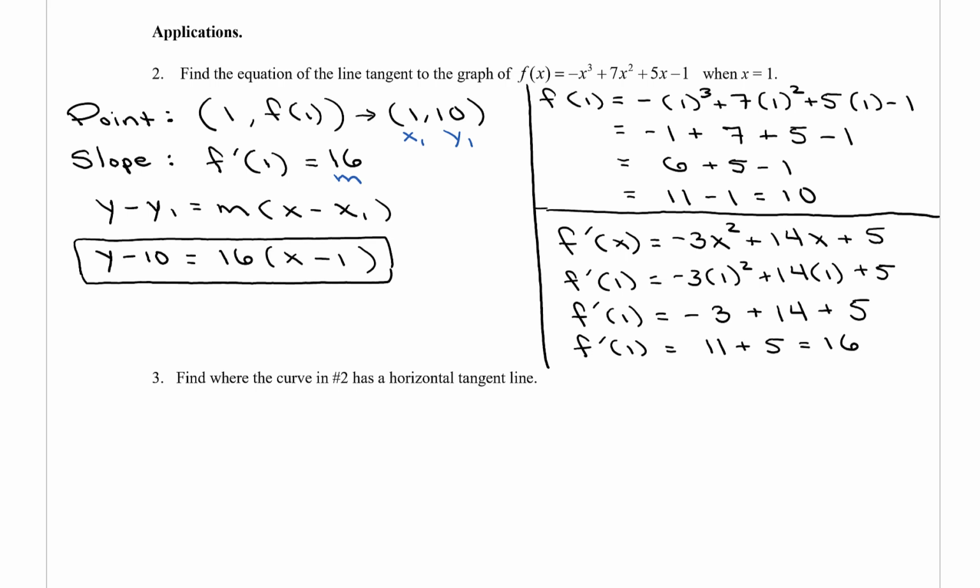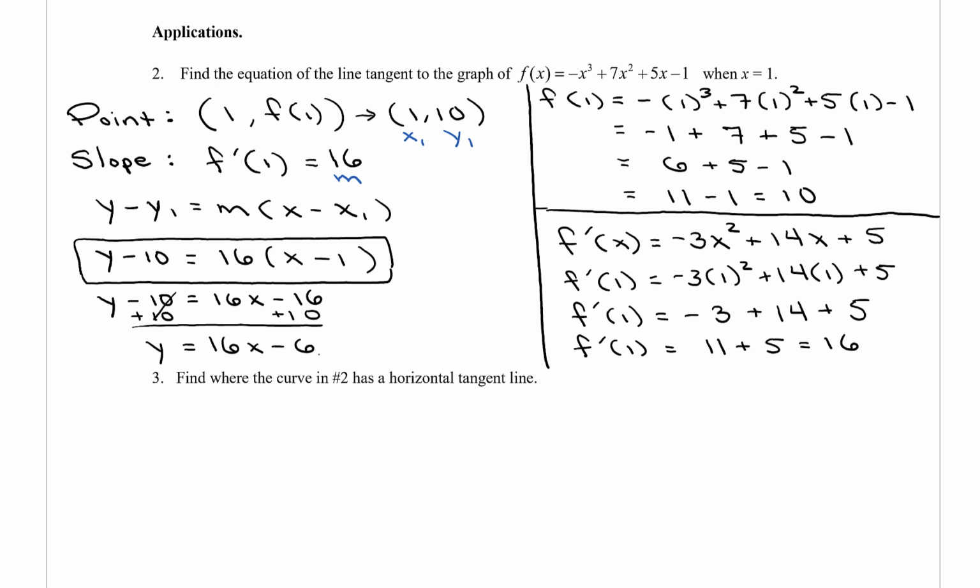This is a valid way to write your final answer. You could also write this in slope intercept form. If I were to write it in slope intercept form, I would distribute the 16. So it would be y minus 10 equals 16x minus 16. I would add 10 to both sides, and I would get y equals 16x minus 6.